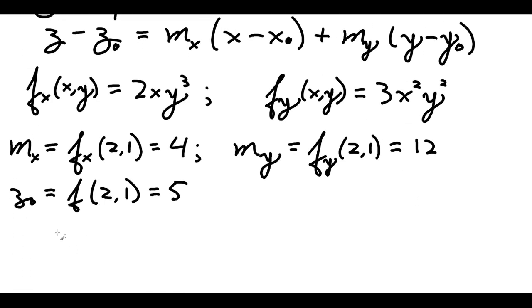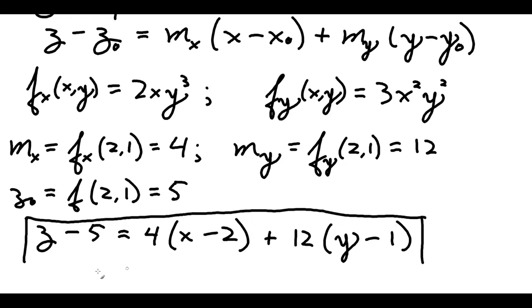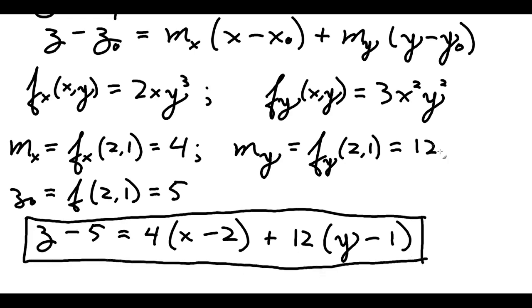So now plugging in everything we have, z minus z naught, which is 5, equals the slope in the x direction times x minus x naught plus the slope in the y direction times y minus y naught. So we have the equation z minus 5 equals 4 times x minus 2 plus 12 times y minus 1. That is linear in x, y, and z, so that describes a plane, and this is one way of writing an equation of the tangent plane to the graph of that function at the point in question.